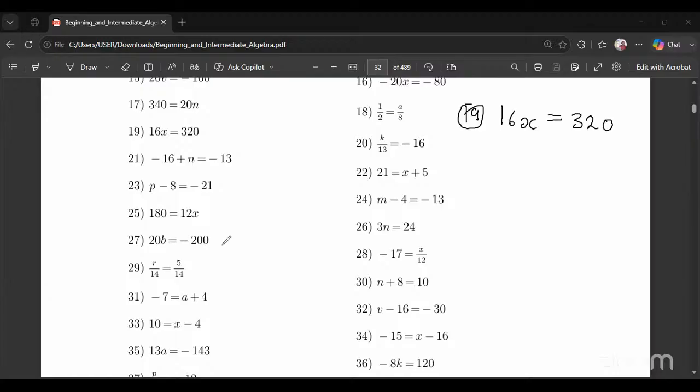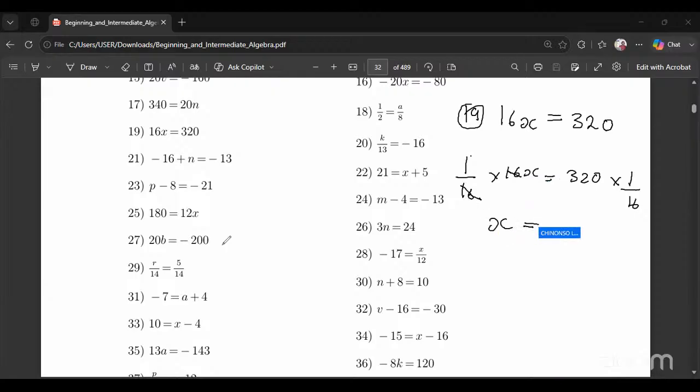What we practically do is multiply both sides by the multiplicative inverse of the coefficient of the unknown. So we're saying 1 over 16 multiplied by 16x is equal to 320, also multiplied by the multiplicative inverse of the coefficient of the unknown, which we want to isolate. Of course, that would be 16. So 16 cancels 16 here, and we're left with x.